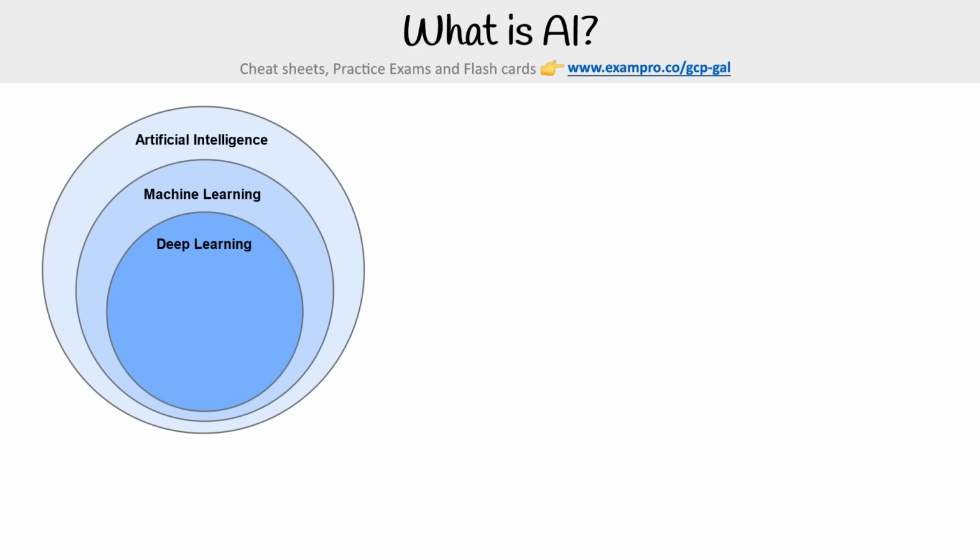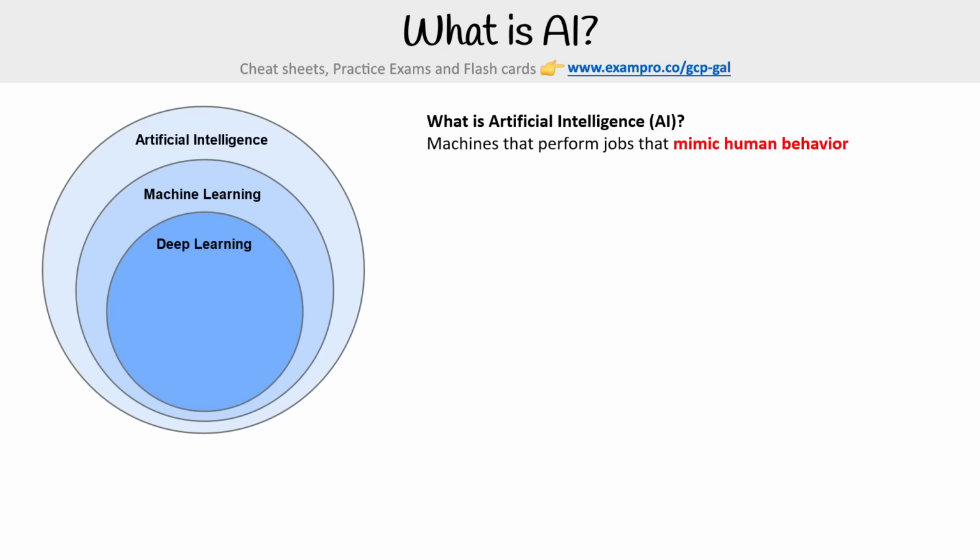Let's first take a look here at artificial intelligence, also known as AI. These are machines that perform jobs that mimic human behavior. Okay, that's the key thing here, is that they are human-like or doing tasks that you'd expect a human to do. And that is clearly a very broad term of what is AI, and so you can see why a lot of things are attributed to being AI.